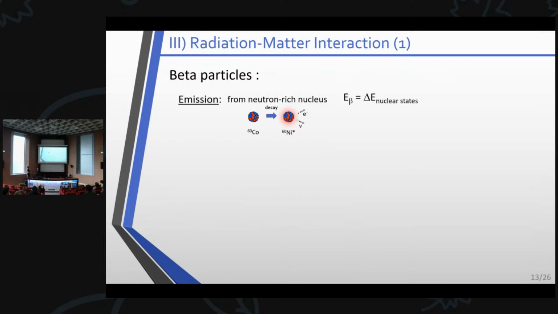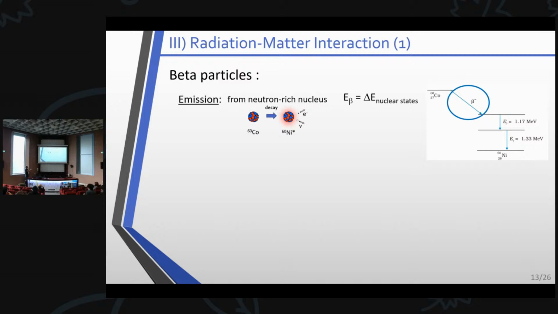Okay, let's speak about another one, which is what is called the beta particle. In fact, the beta particle is an electron, but emitted in a specific process, which is beta radioactivity. So the emission is during the decay of a nucleus into another one. When you have too many neutrons in a nucleus, you have a decay to obtain more stability.